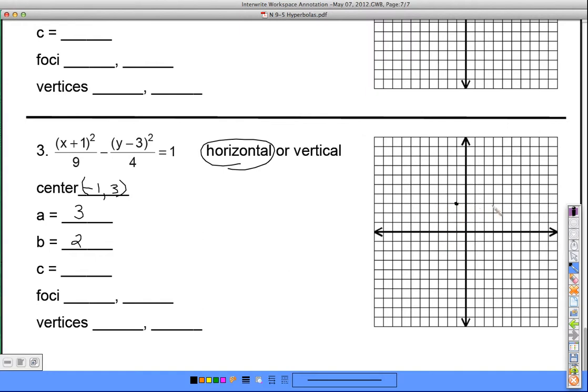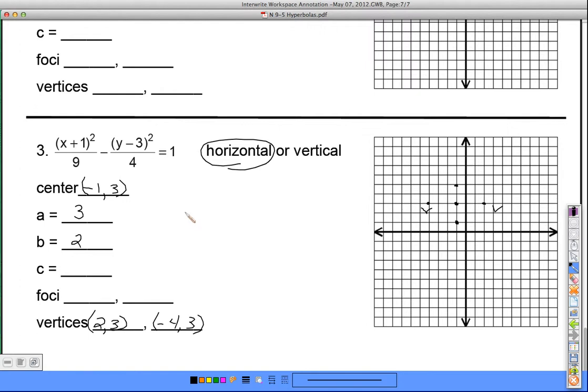And we mark left and right, 3 spaces, 1, 2, 3, and 1, 2, 3. And we can go ahead and mark up and down if we want to, for B. So the vertices are these. And so the vertices are at 2, 3, and at -4, 3. And I think I forgot to mark the foci points before, but we need to figure the foci.